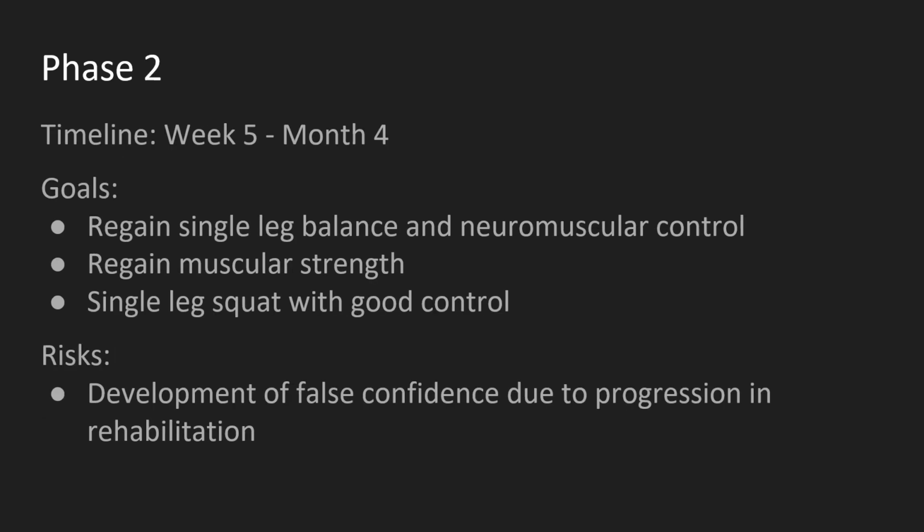For phase 2, the timeline is from week 5 up until the end of month 4. The goals for phase 2 are to regain single leg balance and neuromuscular control and regain muscular strength. And one task is a single leg squat with good control. Some risks for phase 2 are development of false confidence due to progression in rehabilitation.